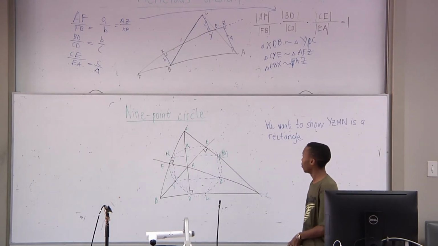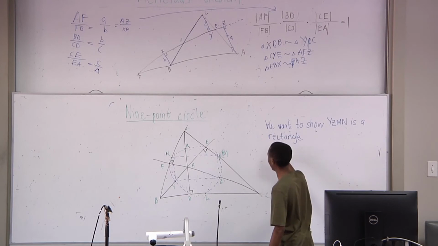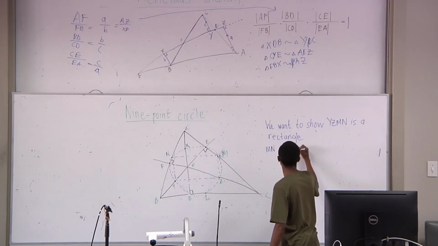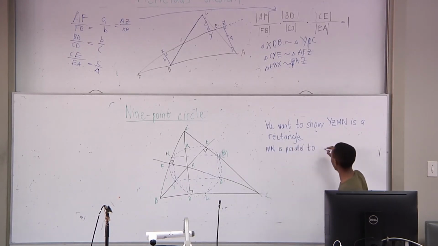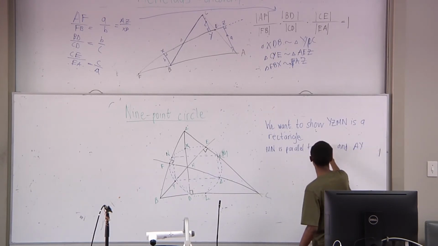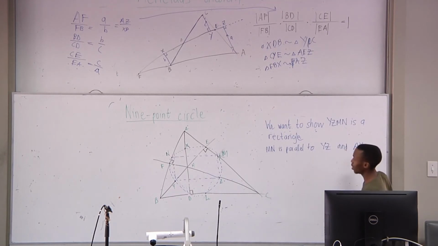So for parallel lines, we're going to show that MN is parallel to YZ, and AY is parallel, and MZ is parallel to NY.